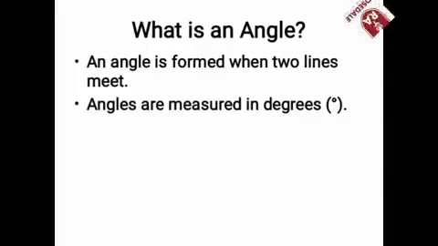So what is an angle? An angle is formed when two lines meet. Angles are measured in degrees. These are just features of an angle. If you know how to get an angle, you know that two lines have to meet to form an angle.